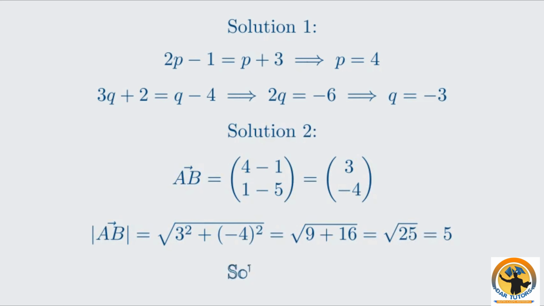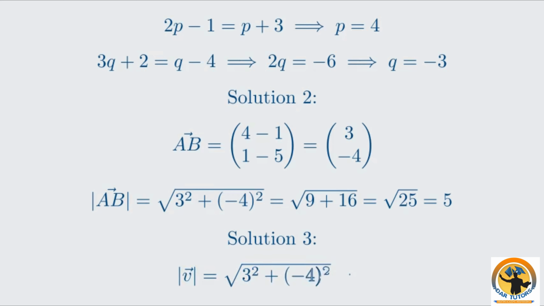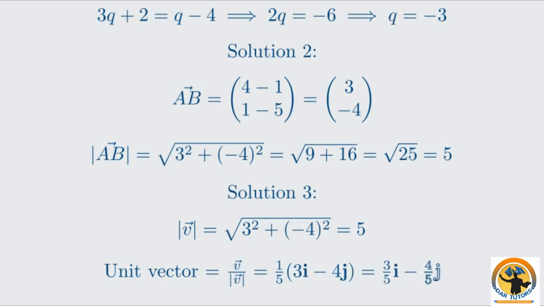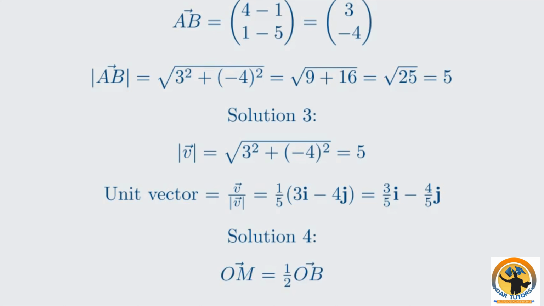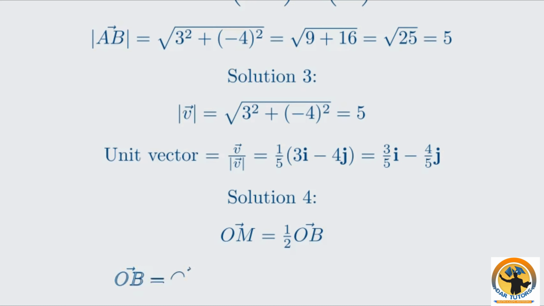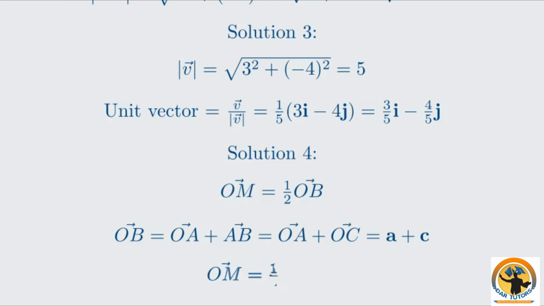or 5. For question 3, the magnitude of v is the square root of 3 squared plus negative 4 squared, which is 5. The unit vector is v divided by its magnitude, so it's 1/5 of 3i minus 4j, or 3/5 i minus 4/5 j. For question 4, in a parallelogram the diagonals bisect each other, so OM is half of the diagonal OB. OB is the sum of OA and OC, which is A plus C. Therefore, OM is 1/2 of (A plus C).